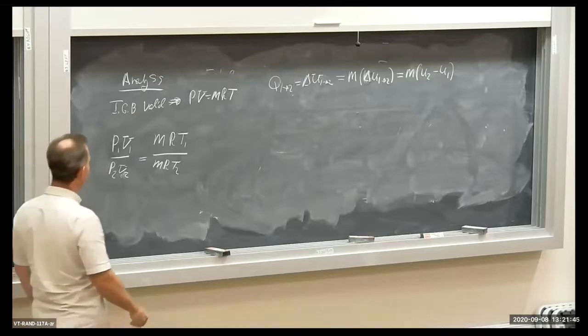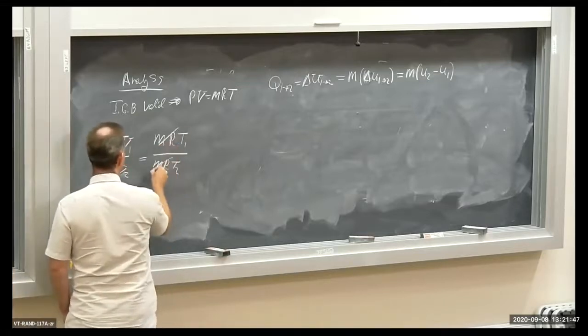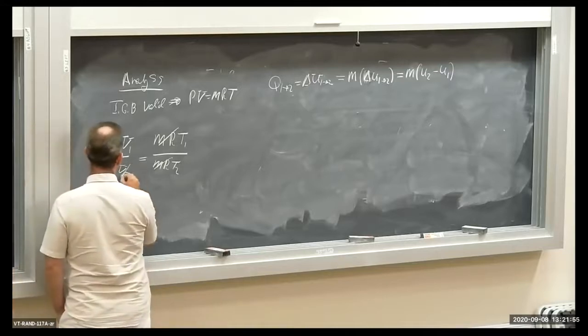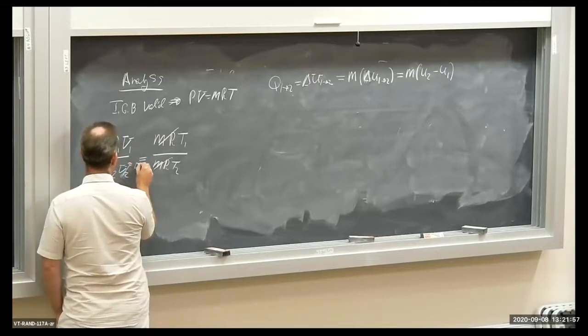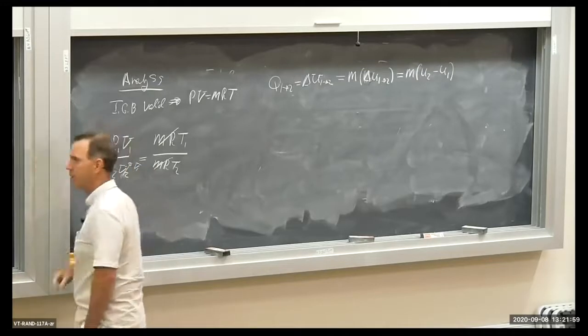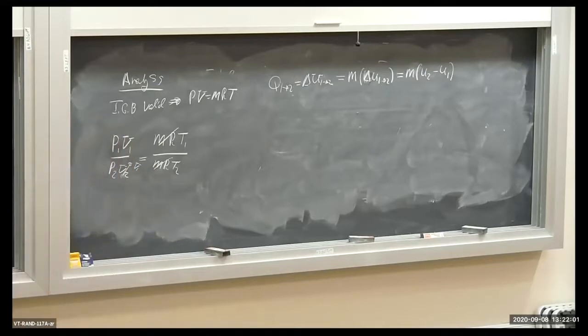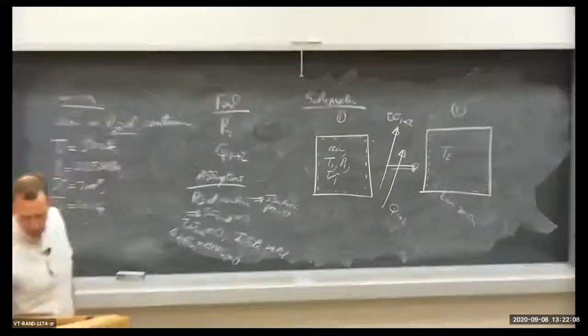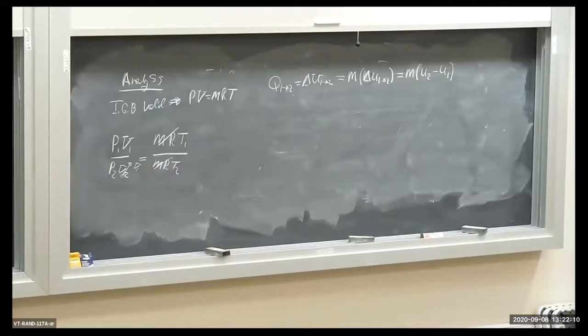Now, a couple of things. The M and the R can be canceled out. They're constants, the gas constant for air and the mass of the air. Also, the volumes are the same. V2 is equal to V1. Why? Because it's an isochoric process, rigid container. So V2 is equal to V1, and we can cancel out the volumes.